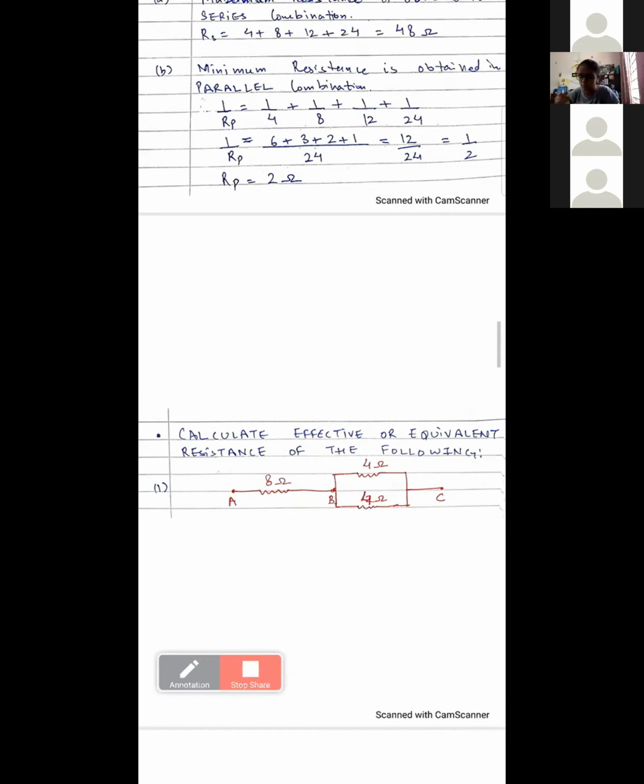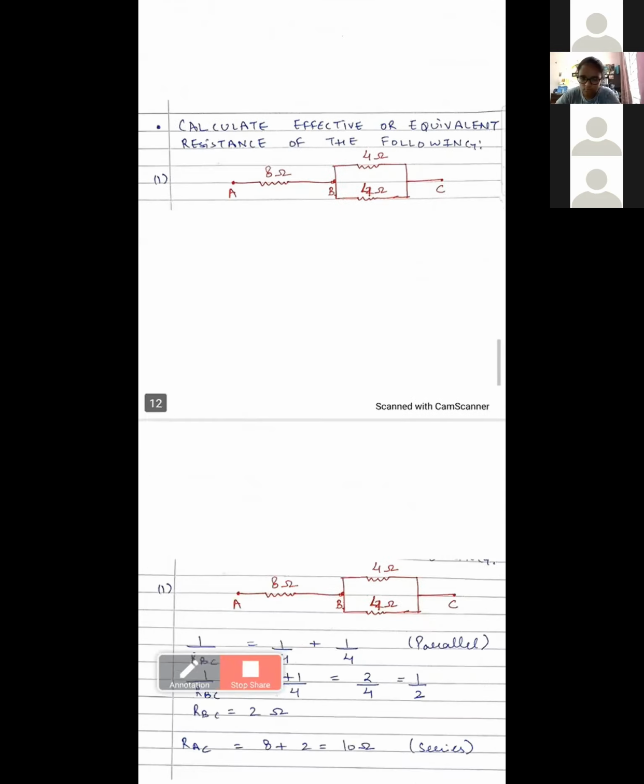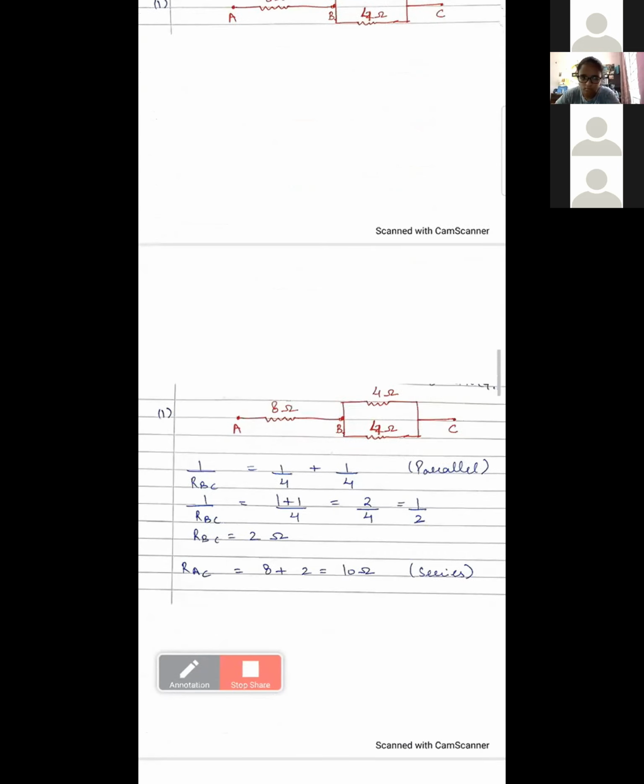It's 10 ohms. So first, you can see 4 and 4 are in parallel combination. 1 by RBC will be equal to 1 by 4 plus 1 by 4, 2 by 4, that is 1 by 2. So this combination gives me 2 ohms. Across RBC, I'm getting 2 as the answer. Then 8 ohm and 2 ohm are in series combination. So 8 plus 2 is 10 ohms.